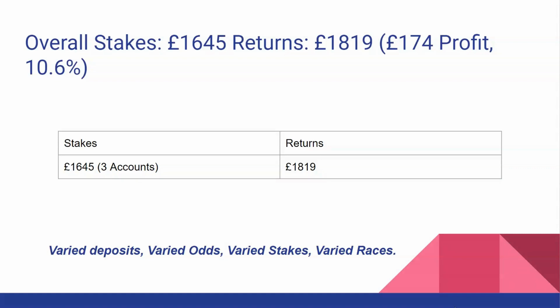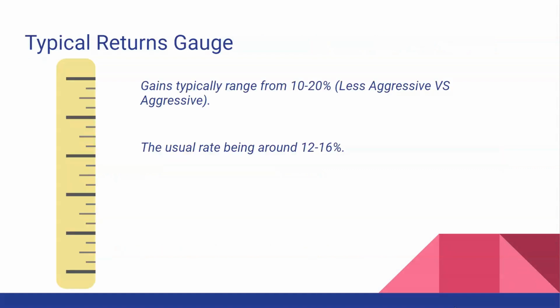It just sort of is more or less all about how aggressive you are. So in my examples, I didn't take extreme value. I took lower to medium value, okay, because I want to extend the life of those accounts. So there were varied deposits across those accounts, varied odds, varied stakes, and of course on varied races. We're not putting all our eggs in one basket, because we know if we do that, it's going to skew the variance structure. And even with a profitable strategy, if I'm betting too much in one place, it's not going to work out. So the typical returns gauge, like I said, anything from 10 to 20%.